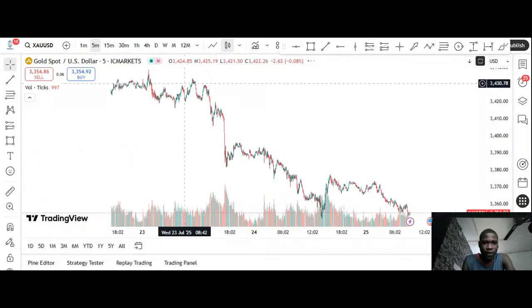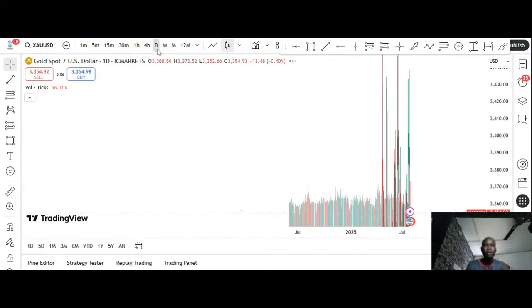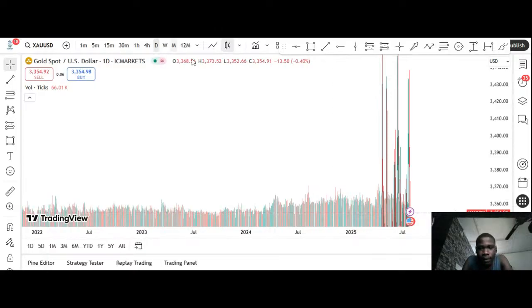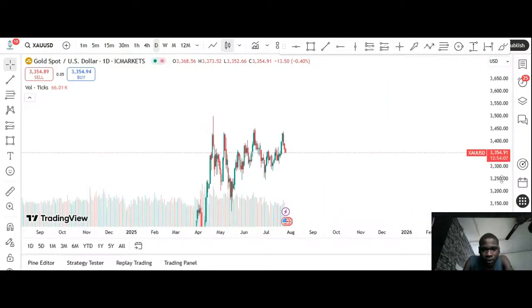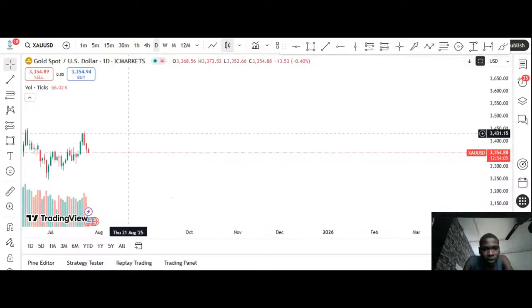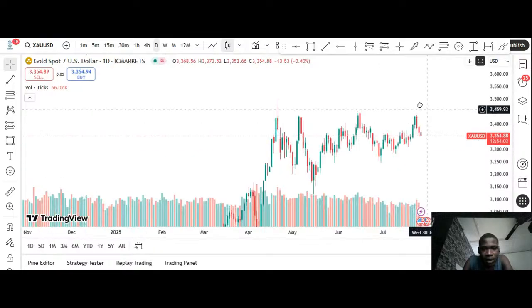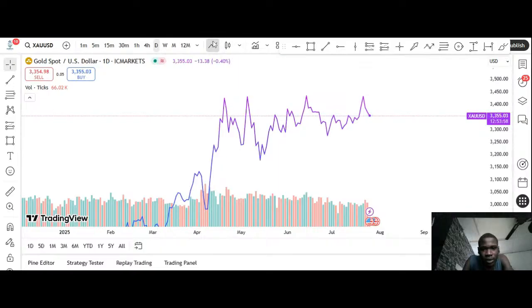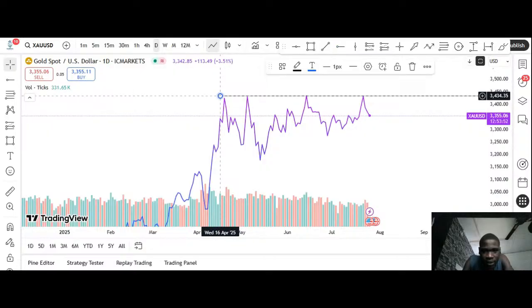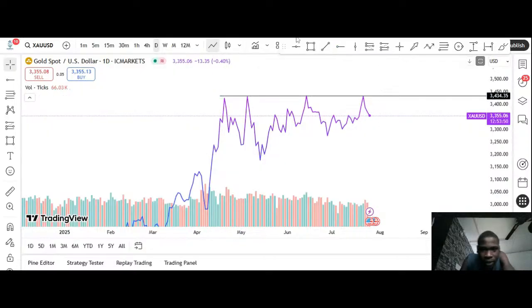So first of all, you have to go to your daily time frame, and you plot out psychological levels, support and resistance levels. But for me, I go to this line chart and mark out levels. As you can see, these levels are always respected.